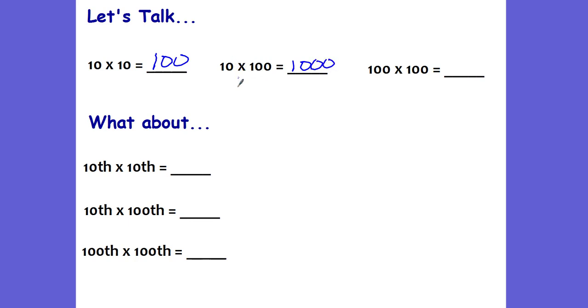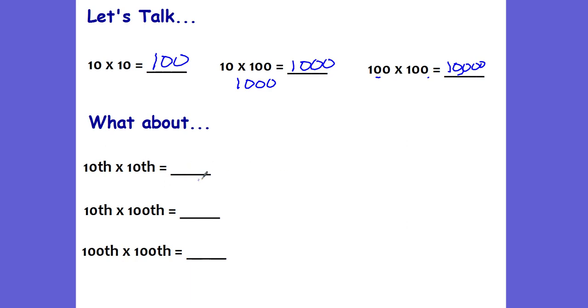Remember, use mental math. 1 times 1 is 1, and then count the zeros. 1, 2, 3. And that's how many you need in your answer. So then what's 100 times 100? Well, that's 1, and there are 1, 2, 3, 4 zeros, which is 10,000.